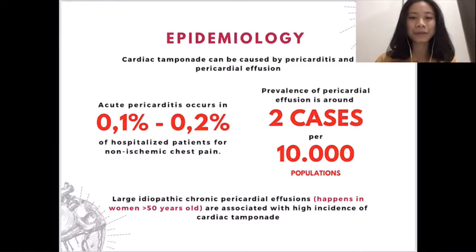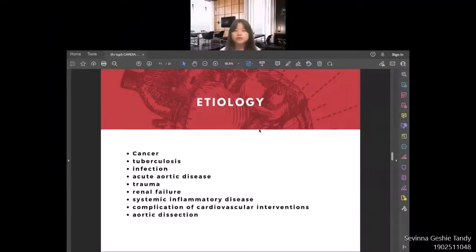Thank you. The etiologies of cardiac tamponade are cancer, tuberculosis, infection, acute aortic disease, trauma, renal failure, systemic inflammatory disease, and complications of cardiovascular intervention. Complication of percutaneous cardiac intervention is the most common cause of cardiac tamponade. This contributes to 36% of cardiac tamponade. About 23% of cardiac tamponade is caused by malignancy. The third most common etiology is infection, which contributes to 15% of cardiac tamponade cases.